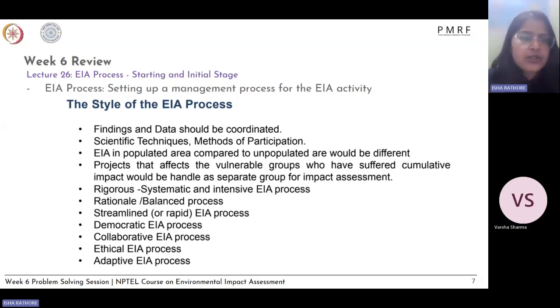Then you also have to consider whether the EIA being done is in a populated area or an unpopulated area.